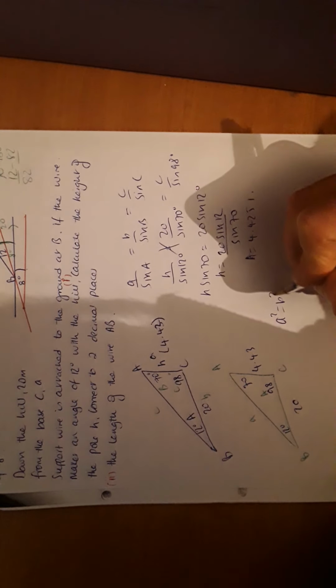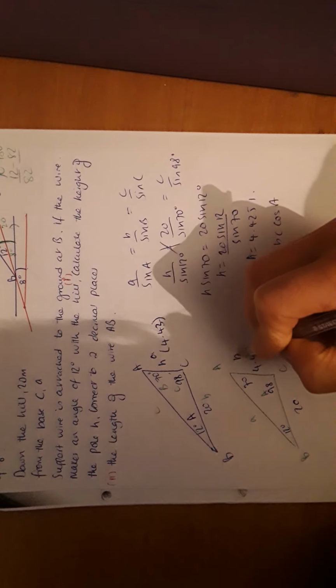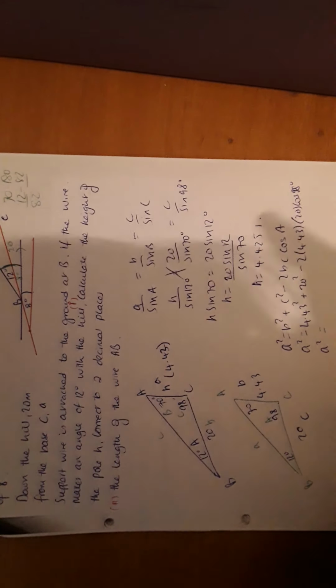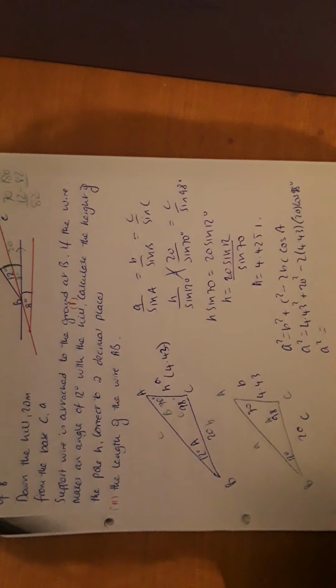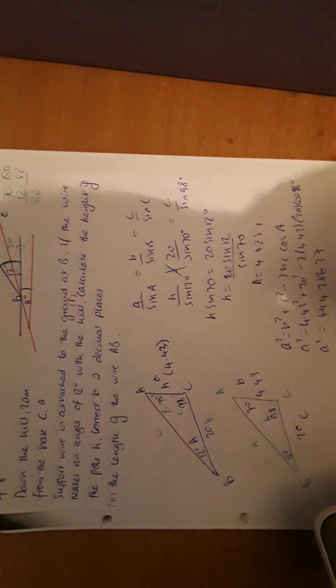So A squared is equal to B squared plus C squared minus 2BC cos of A. So A squared is equal to, this will be B, and this can be C. So 4.43 squared plus 20 squared, minus 2 by 4.43 by 20 by the cos of A, 98 degrees. I'm going to shove all that in my calculator, making sure it's in degree mode. So that's 444.28637. Get the square root. So A is equal to 21.078. Rounding it to 2 decimal places is 21.08.